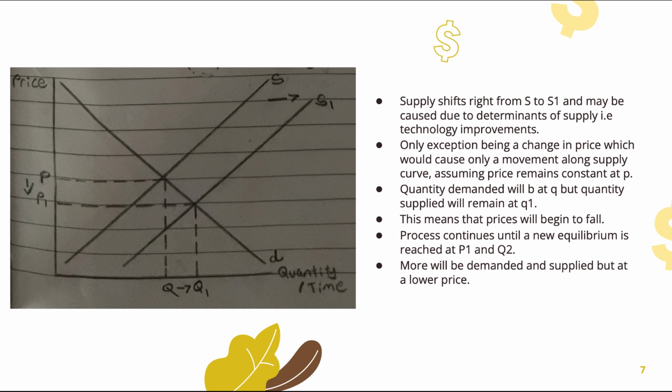Now the only exception being a change in price, which would cause only a movement along the supply curve. Assuming price remains constant at P, quantities demanded will be at Q, but the quantity supplied will remain at Q1. This means that prices will begin to fall, and this process continues until a new equilibrium is reached at P1 and Q2. More will be demanded and supplied, but at a lower price.